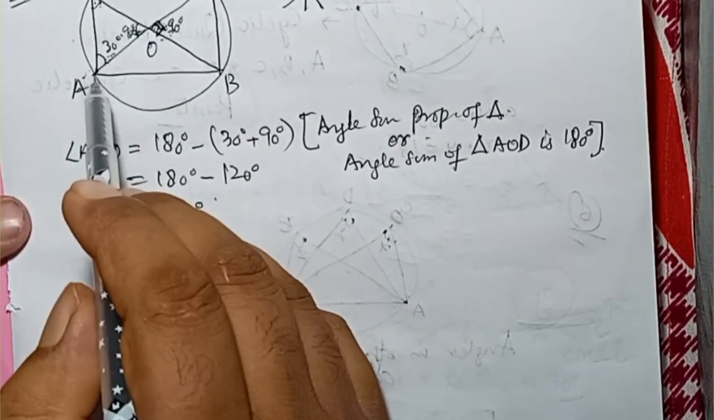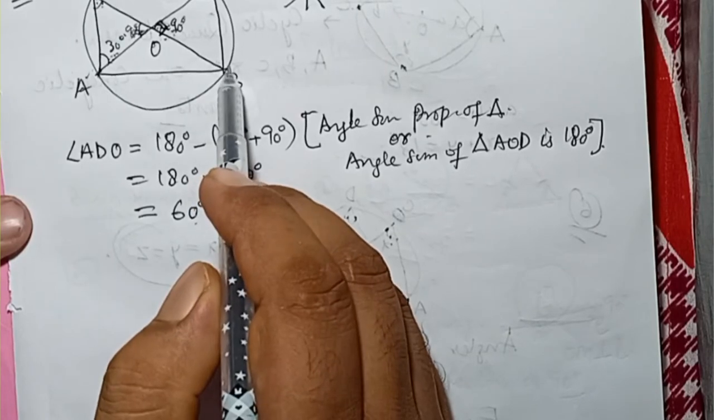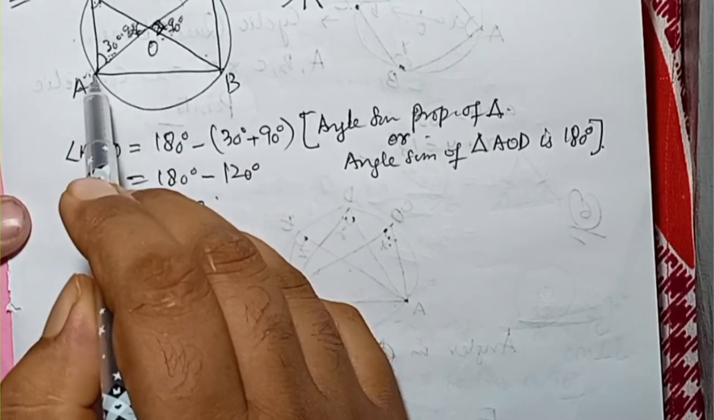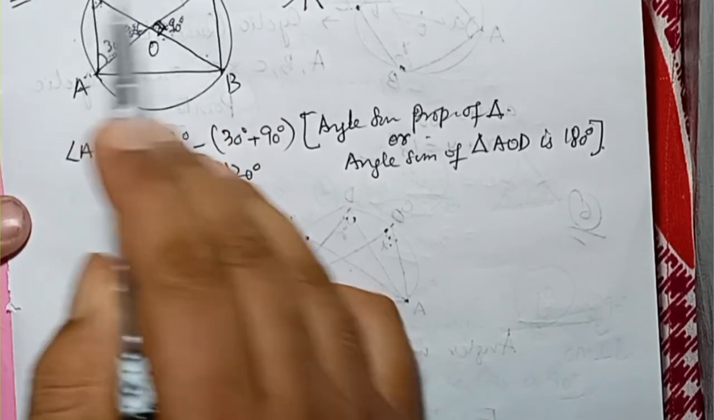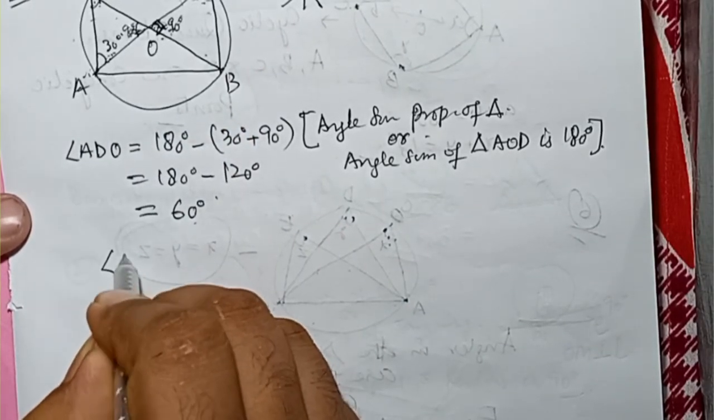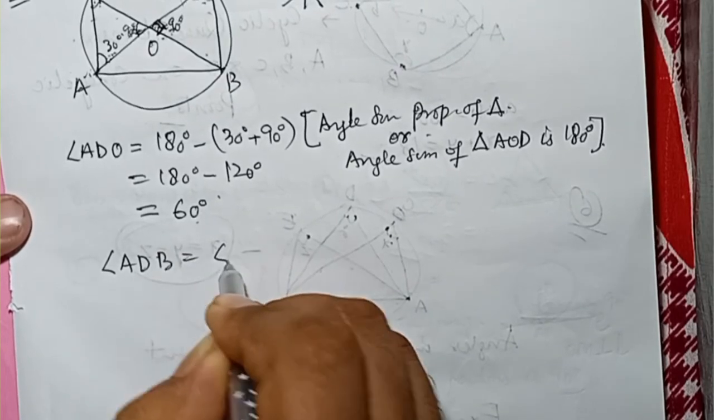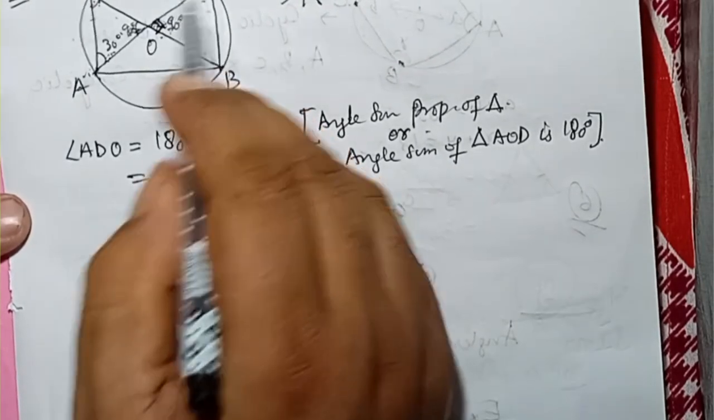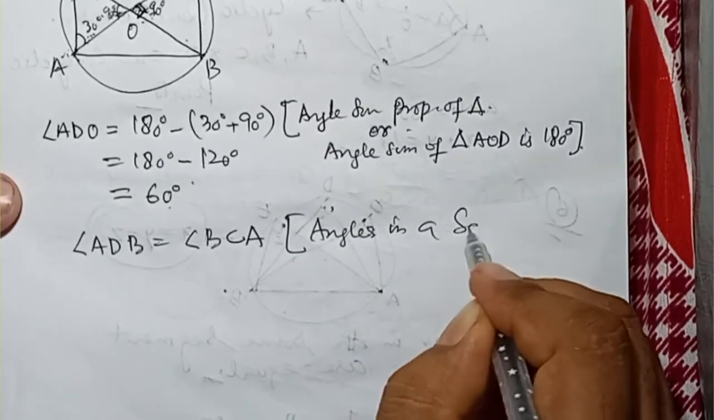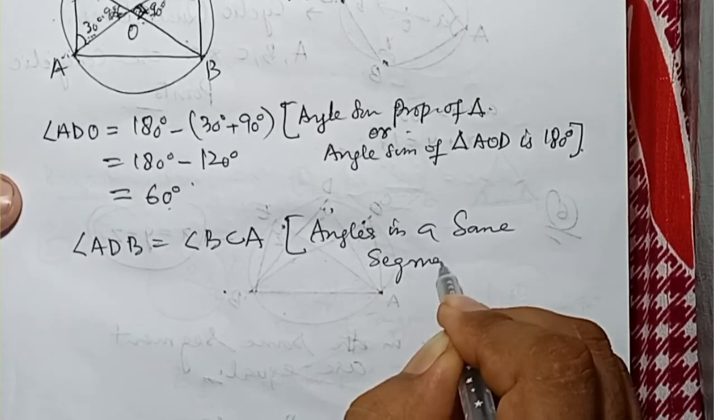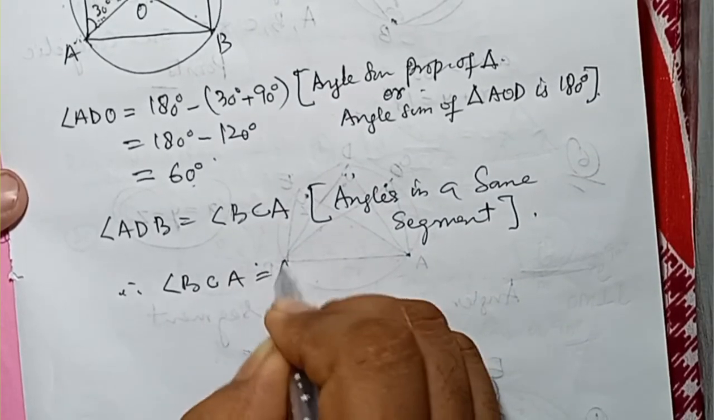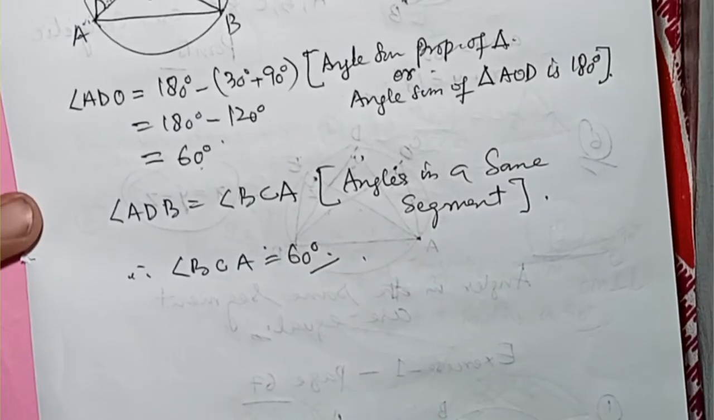Now you can see AB is the chord, and here this portion is the segment. Angle ADB is equal to angle BCA, because these two angles are in the same segment. So therefore I can write angle ADB is equal to angle BCA. You can see this angle and this angle. Why? Because the angles are in the same segment. So therefore angle BCA will be equal to 60 degree. This is the answer of the question.